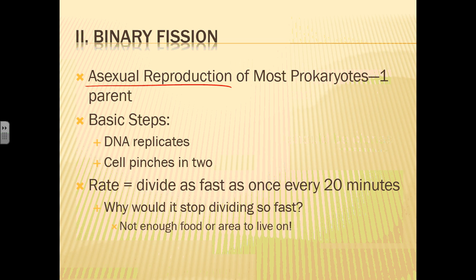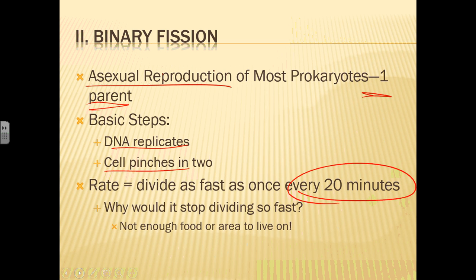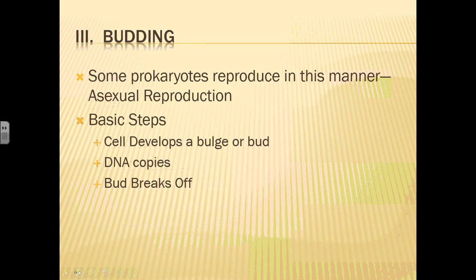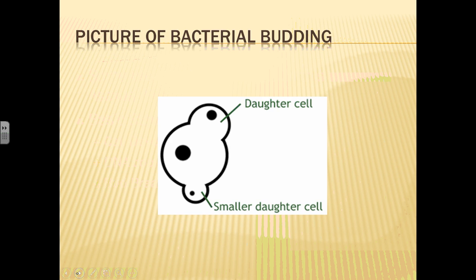So it's asexual reproduction. That means only one parent is needed. The DNA replicates, the cell pinches, and this can happen as quickly as every 20 minutes. They might stop dividing because they run out of food or space. Budding, we talked about in the last one too. It's very simple. It creates a bud, and then the bud breaks off.